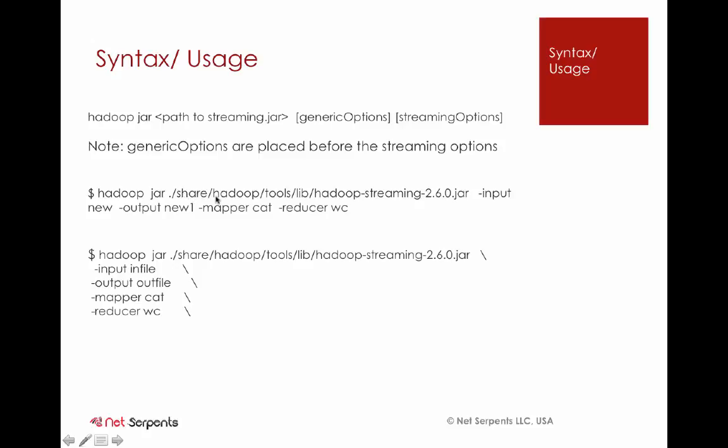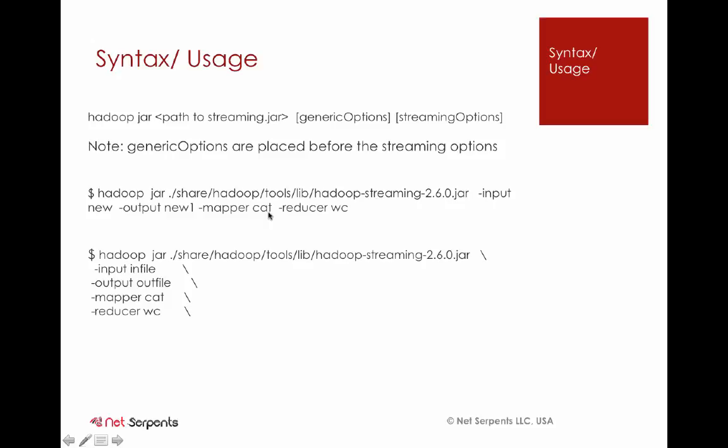this particular folder, share. So you have to give the full path name and supply the input folder name and the output folder name, and tell which particular executable should be run as a mapper, and then you supply which particular executable should be run as a reducer. In this example, we are using cat as the mapper and WC, which is word count, as the reducer. So we'll see in a while how we can use the Unix cat command and the word count command as the mapper and the reducer respectively.